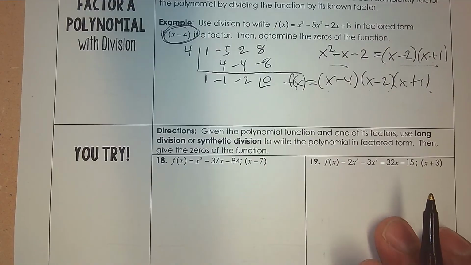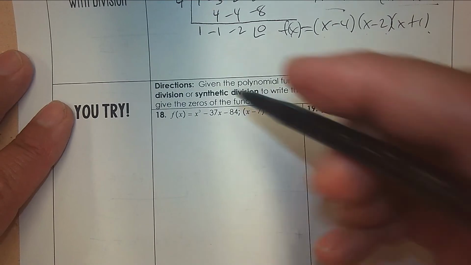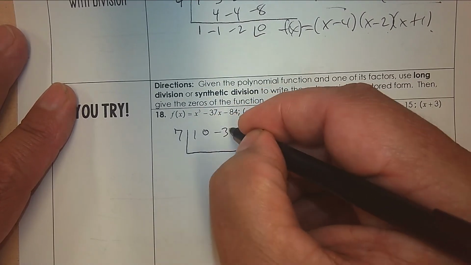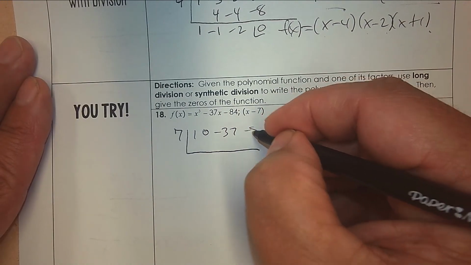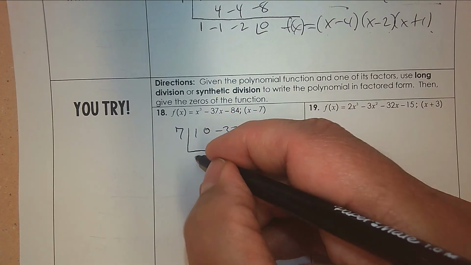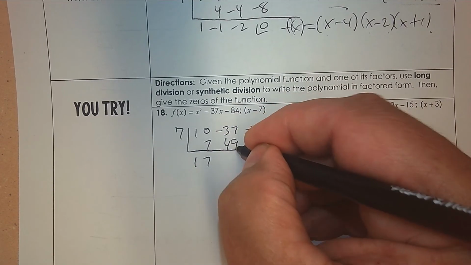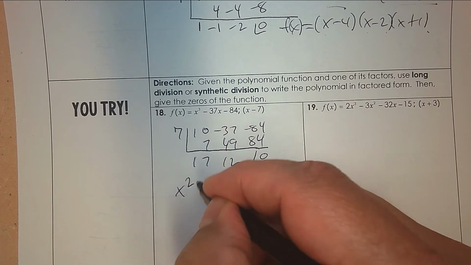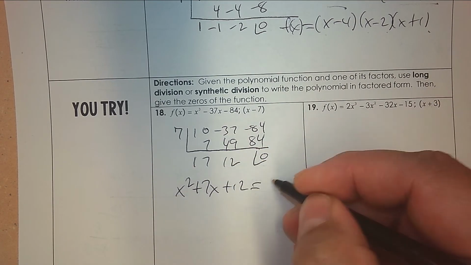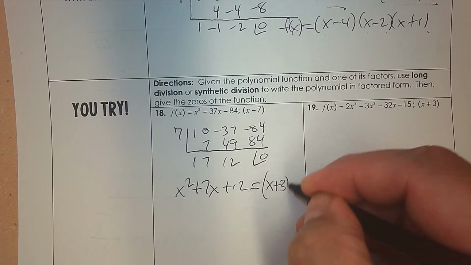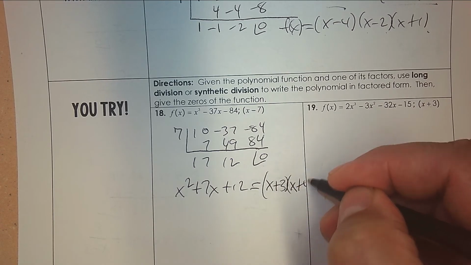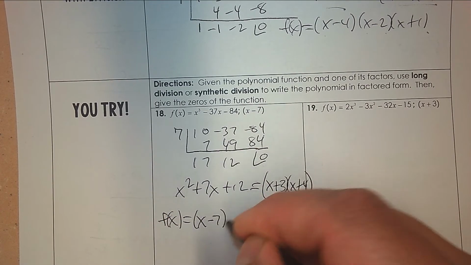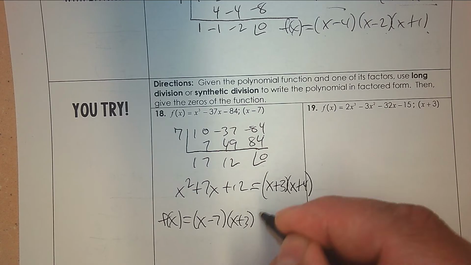All right, number 18. Let's try that. First, dividing. Notice we have no x squares. Add and then multiply. What's left over is x squared plus 7x plus 12. So that factors. What two numbers multiply to 12 and add to 7 are 3 and 4. And then if I go back to the beginning, we knew x minus 7 was a factor, and then I just joined them up with positive 3 and positive 4.